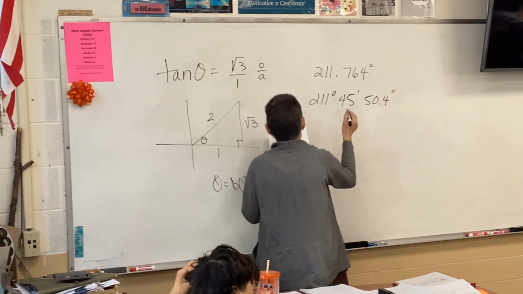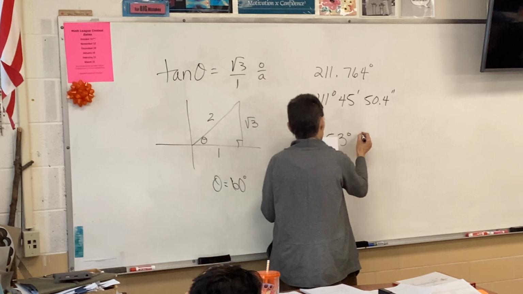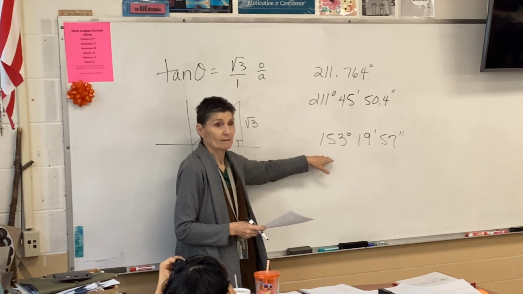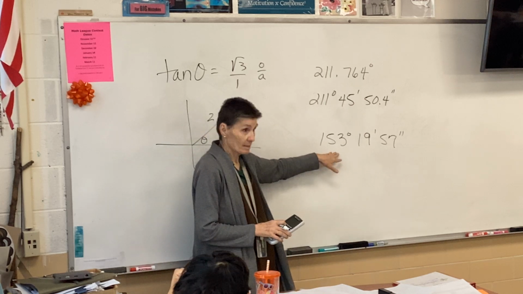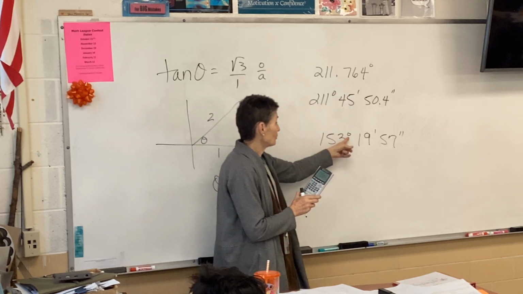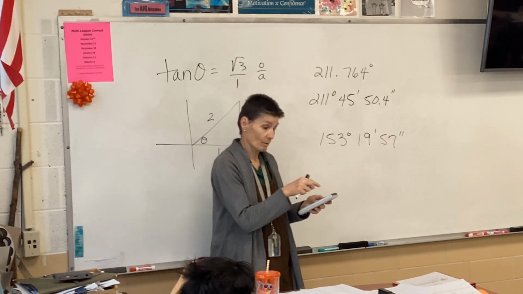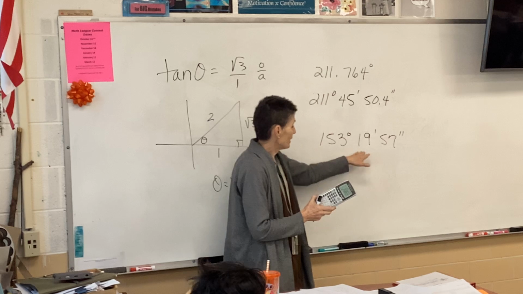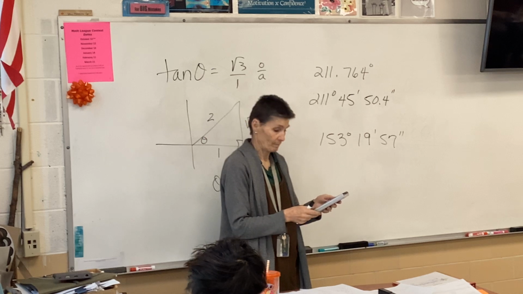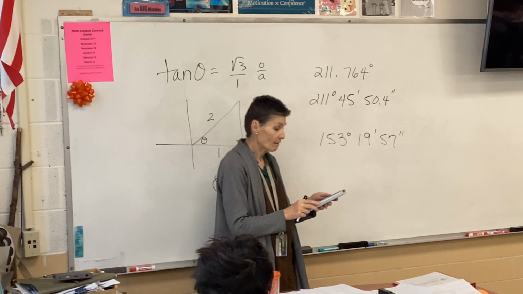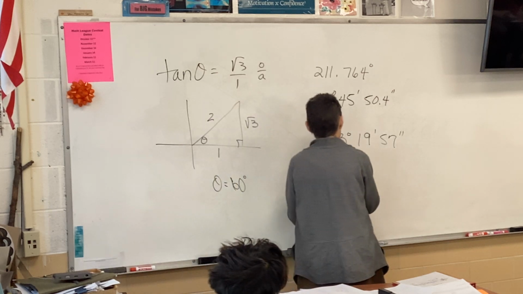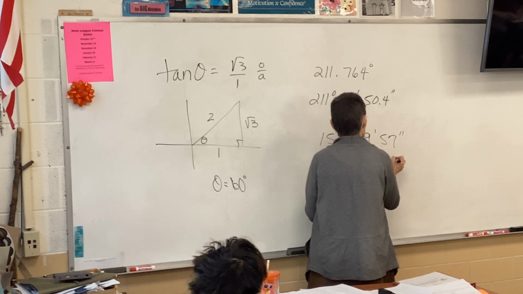Now, what do I do if I'm starting with degrees, minutes, and seconds? So now I'm starting with this. Well, I type that in, right? So 153, how do I get the degree mark? Second angle, and right there it is. 19. And then 19, second angle, click down to option 2. 57. And then 57, Alpha, alpha plus. And we get 153.3325.